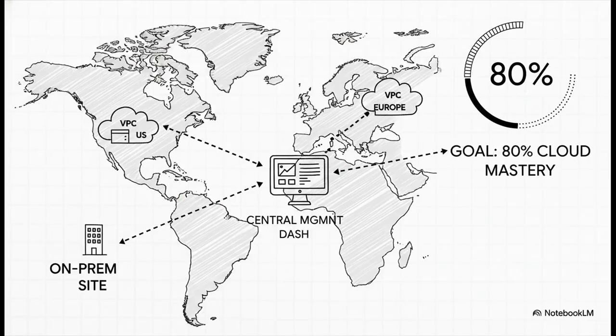So here's what we're going to do today. We're going to walk through a real-world scenario, connecting VPCs in the US and Europe, and we'll even bring in some on-premise sites, all managed from one single interface. By the end of this, you're going to understand about 80% of Cloud WAN's core power, and trust me, that's more than enough to see how incredible this thing is.